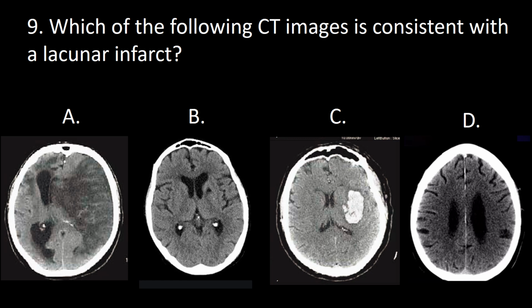Next question. Which of the following CT images is consistent with a lacunar stroke? Please take a look at these 4 images and select A, B, C, or D. Hemorrhagic strokes are usually labeled according to the location of the blood.